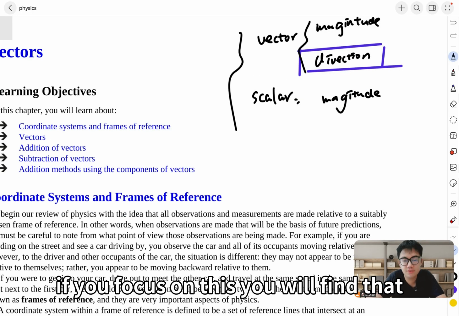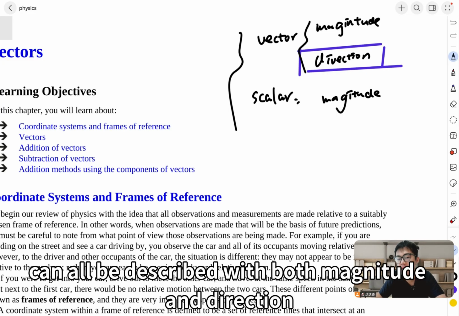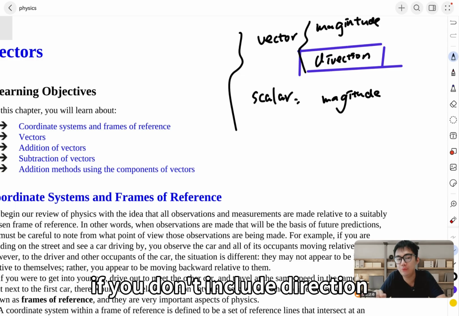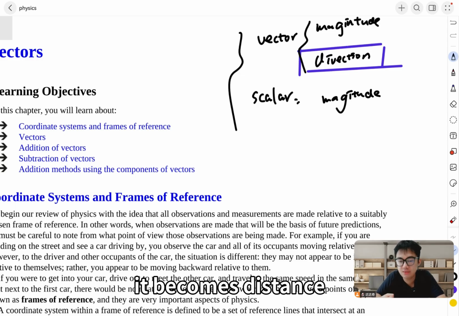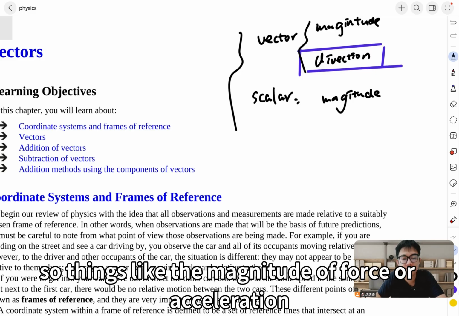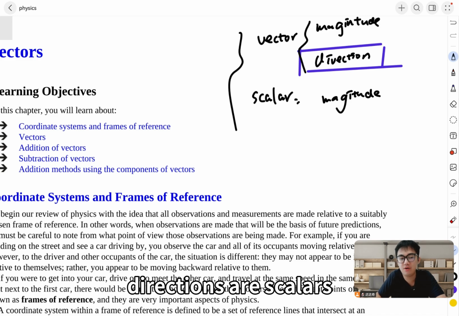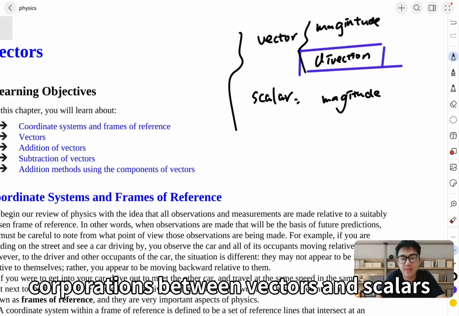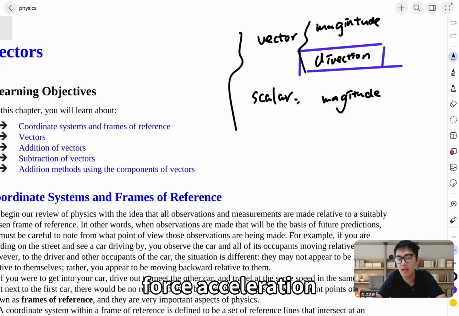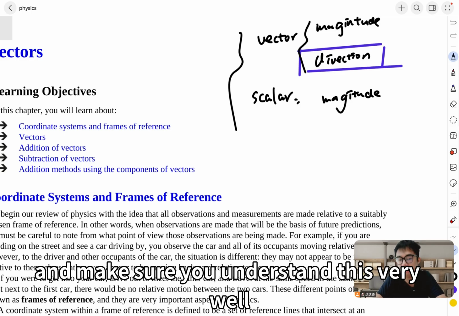If you focus on this, you will find that force, acceleration, displacement, and velocity can all be described with both magnitude and direction. If you don't include direction, it becomes distance, which has no direction, or speed, which also has no direction. So things like the magnitude of force or acceleration, when considered without directions, are scalars. And these are 4 main comparisons between vectors and scalars at this stage: force, acceleration, velocity, and displacement. And make sure you understand this very well.